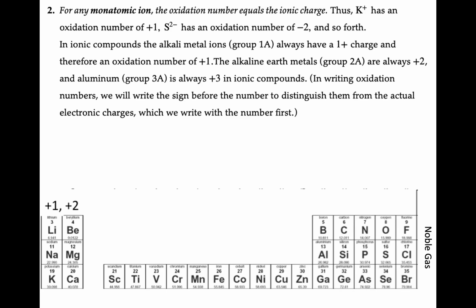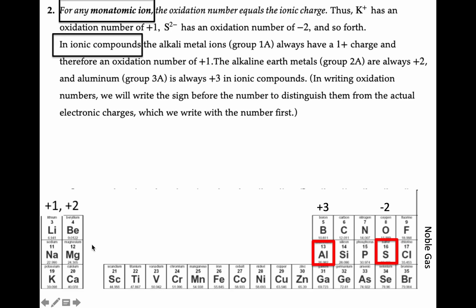Second rule. For any monatomic ion, the oxidation number equals the ionic charge. There's a description of how the alkalis would have a charge of +1, the alkaline earth +2. It goes on to describe how aluminum would be +3, sulfur would be -2. That's consistent with how we've been using the periodic table thus far. But let's be careful here. This is describing examples when we have ionic compounds and we're looking at monatomic ions. Lithium is the cation all by itself. Sulfur is the sulfide anion all by itself.